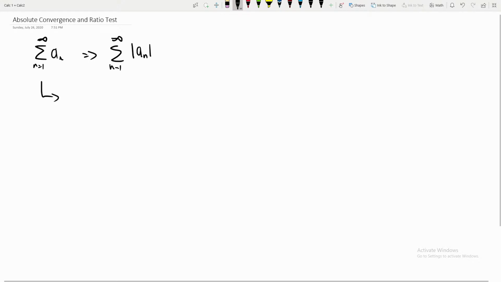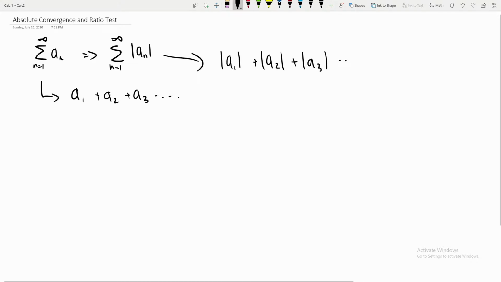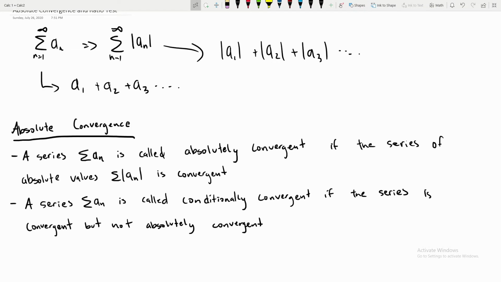So this series right here would be a of 1 plus a of 2 plus a of 3 and all the way to whatever. And this series right here would be the absolute value of a of 1 plus the absolute value of a of 2, and so on. So it'd be the same terms, the only thing that would change is now we would get the absolute value of each individual term. You'll see how this ties in with absolute convergence, but this is actually very useful.